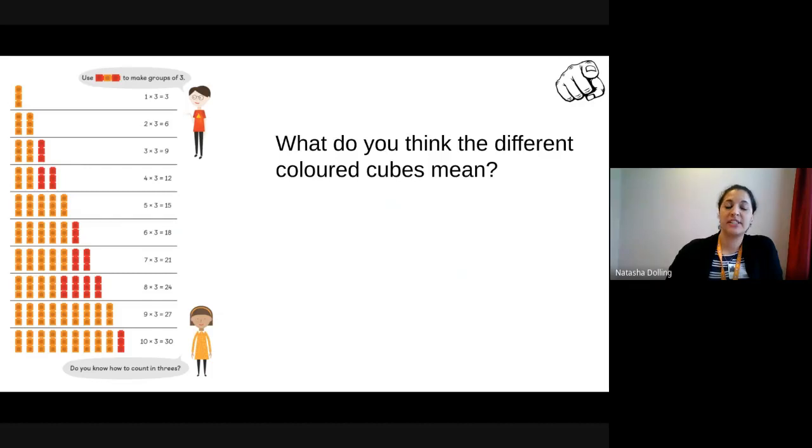Now, please feel free to pop it in the chat. Why do you think some cubes are orange? Why do you think some cubes are red? Maybe some of you feel confident enough to unmute, please do.